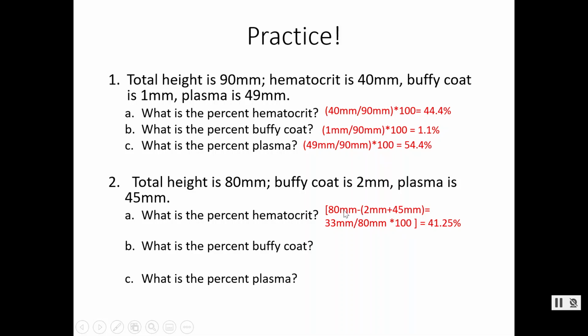So again, how are we doing this? We are just doing a little bit of subtraction. If our total is 80 and 2 come from buffy coat, 45 come from plasma, what would be left to be the hematocrit? That would be 33. All right, so the percent buffy coat that was given to us, 2 millimeters over 80 times 100 would be 2.5%, and then our percent plasma would be 45 millimeters over 80 times 100 for percent, 56.25%.